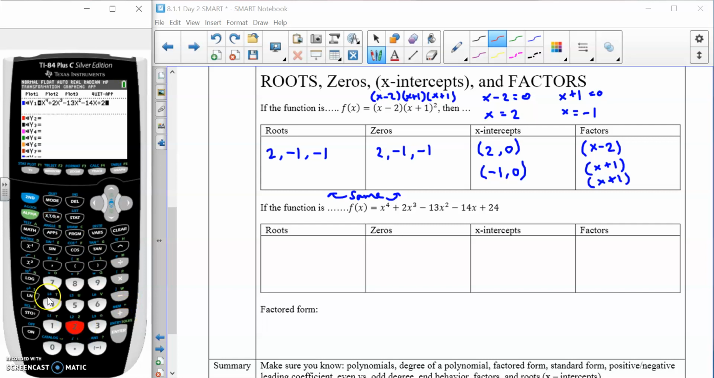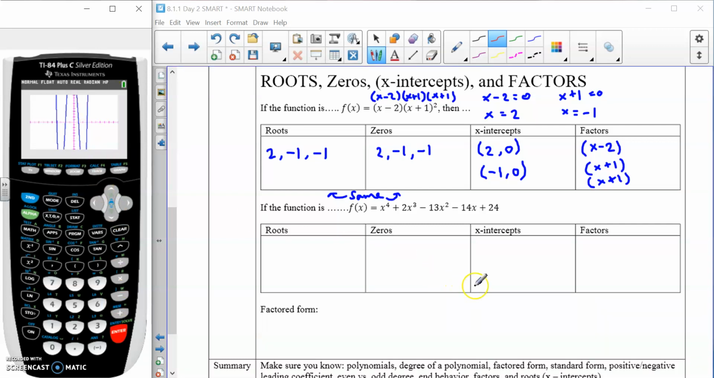Plus 24. Okay, so let's just check to make sure we wrote it right. X to the 4th plus 2x cubed minus 13x squared minus 14x plus 24. That looks right. And let's go ahead and graph that. All right, and I do like to look at things in the standard zoom, so I'm going to go ahead and hit zoom and go to that 6th option where it says zoom standard. This will give us a nice 10 by 10 view.